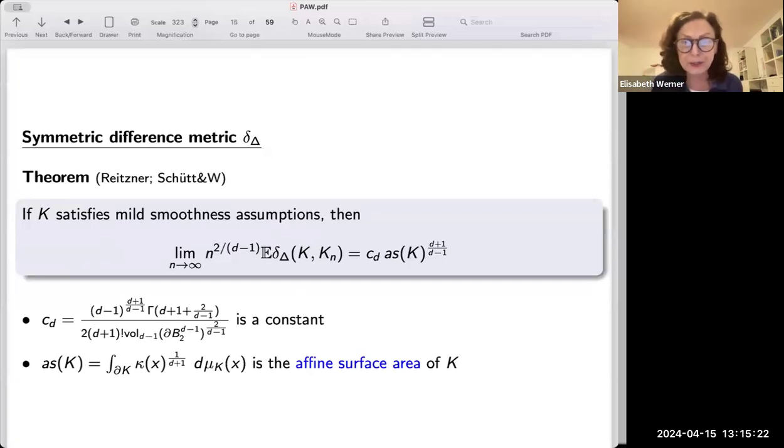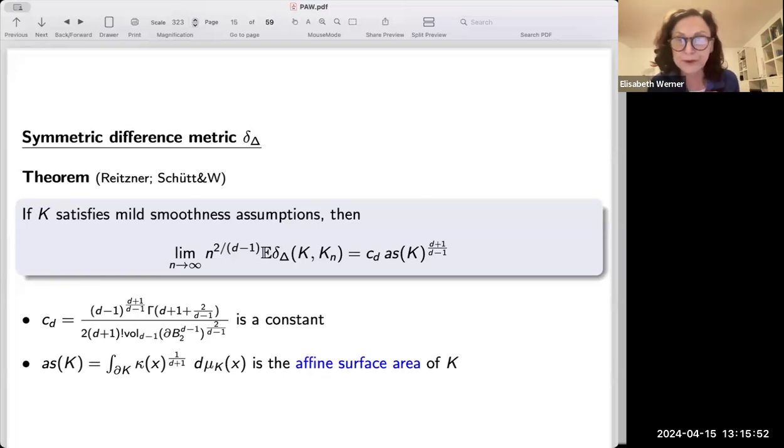And actually, it's not surprising that this quantity comes in, because in a sense, this affine surface area, because of the Gauss-Kronecker term under the integral, kind of measures the shape of the boundary of the body. And it's natural that such a quantity should come in when one talks about approximation questions.